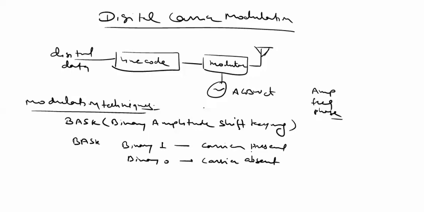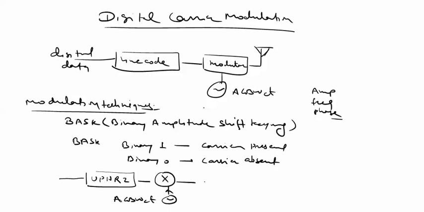So we construct a block diagram with a specific type of line code, unipolar NRZ line code, used to generate a cos omega ct ASK. The input is binary digital data through unipolar NRZ.